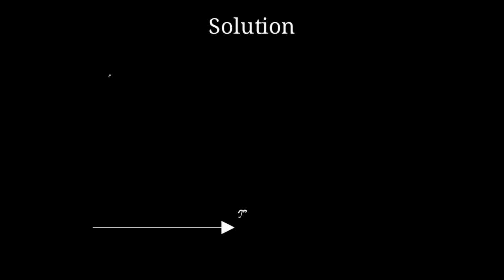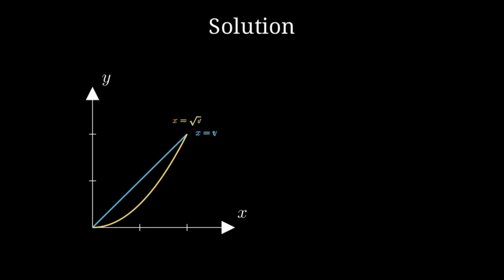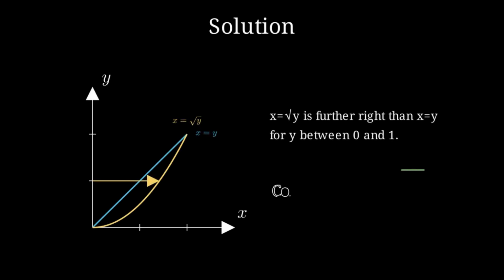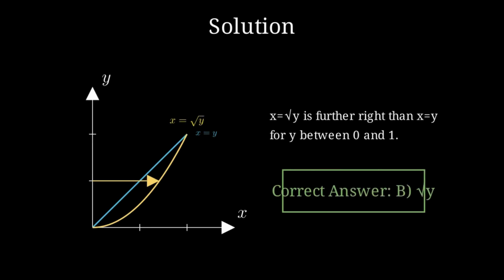The correct answer is B, the square root of y. In the interval from 0 to 1, the square root of a fraction is larger than the fraction itself, placing it further from the y-axis.